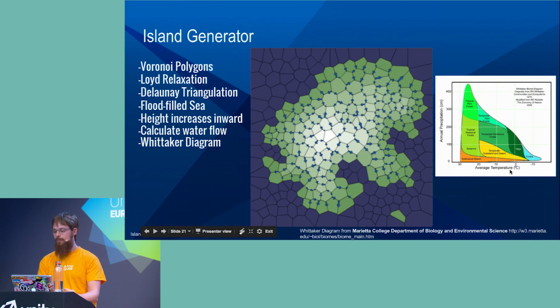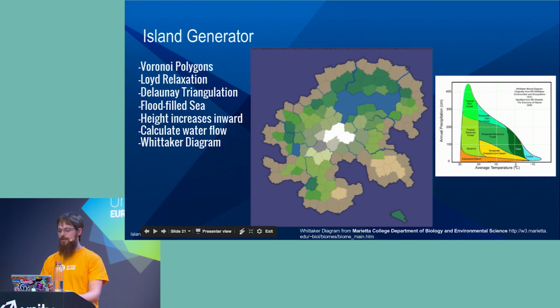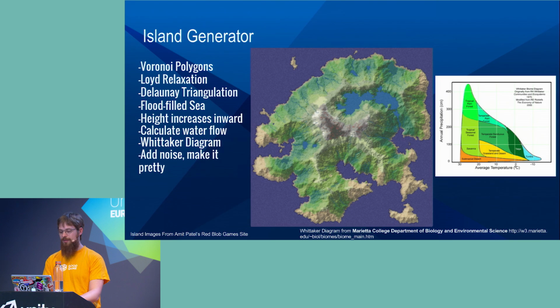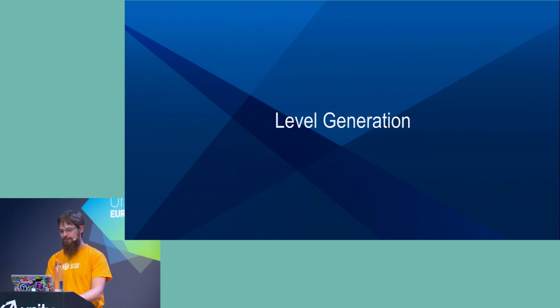So with the temperature information and the precipitation information and the height information, then you generate all of the biomes that exist in your island. So now you have something that looks pretty natural and makes sense based on the laws of ecology or the natural world. So then you've got that, and then all you really have to do then is add some noise, make it a little bit pretty, and boom, you've got yourself an island that looks like you could have found it on Google Maps.